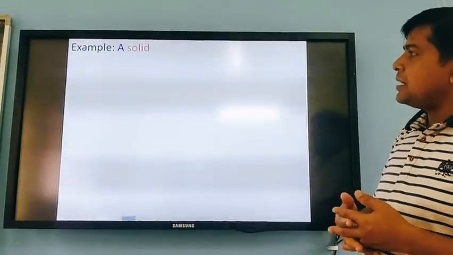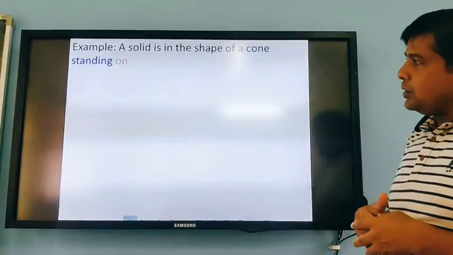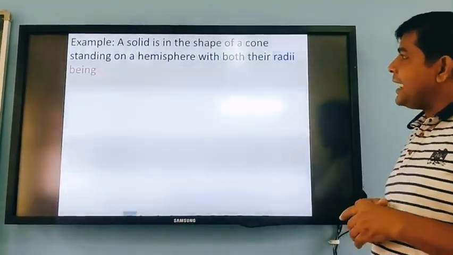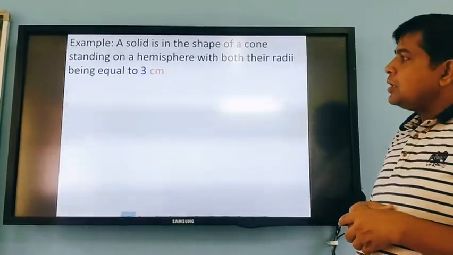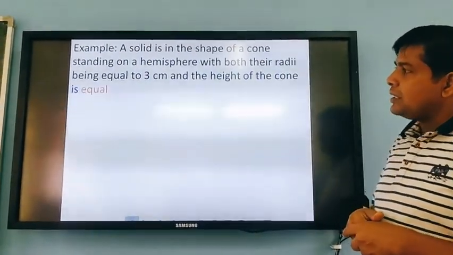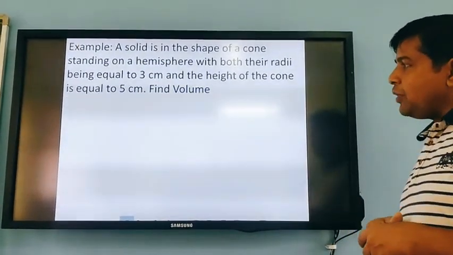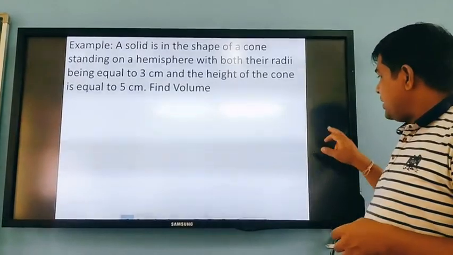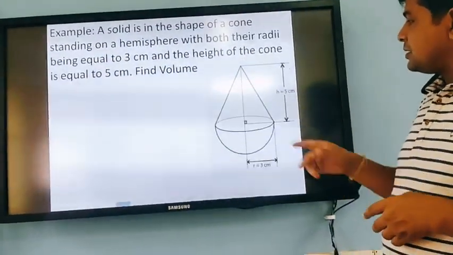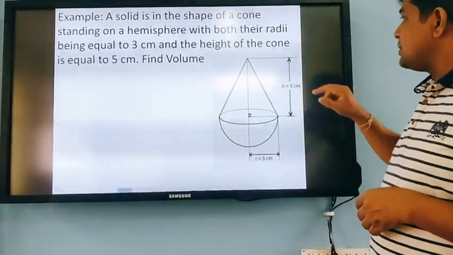Let us take another example. A solid in the shape of a cone standing on a hemisphere, with both their radii being equal to 3 centimeter, and the height of the cone is equal to 5 centimeter. Find the volume. When we draw the figure, it looks like this. This is the hemisphere, this is the cone. Both have the same radius.